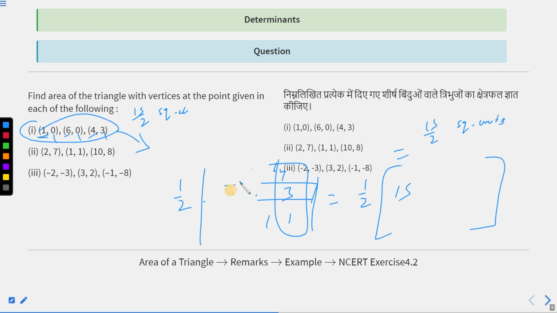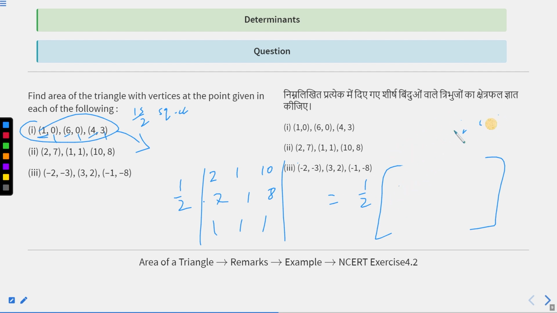Now in the second part, what do we have to do? In the second part, it is quite simple. This row will be 1 1 1. So x1 x2 x3, y1 y2 y3. I will be expanding through row 1. So plus minus plus. So plus 2 minus 1 plus 10.